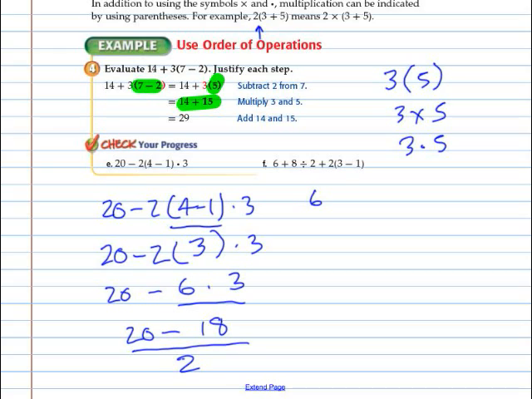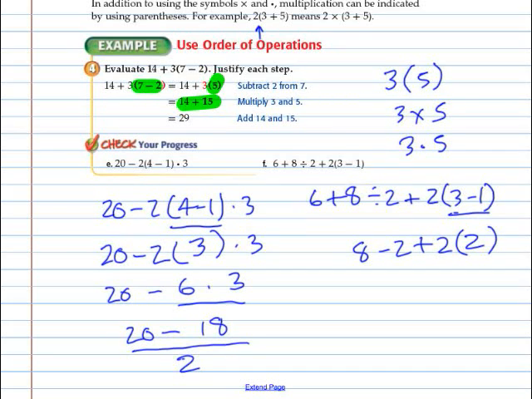In example F, 6 plus 8 divided by 2 plus 2 times, oops, made a mistake there, 2 times 3 minus 1. So our first step is to do the 3 minus 1, which is 2. This means 2 times 2. Rewrite the rest of the expression.